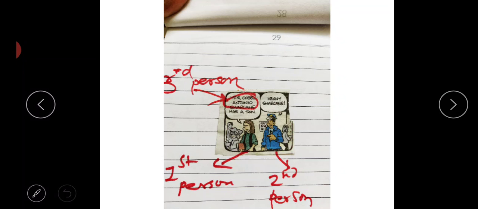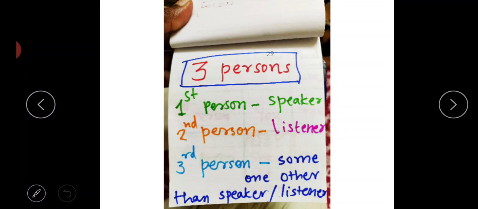Let's go ahead. There's one more. Again, this strip is not readable, right? I can share it some other day. In this picture also there's one lady and a man. The lady is a speaker. She's saying something to this man in blue color shirt, so she is the first person. The man in blue shirt is a listener, so he is the second person. And the lady is talking about a person who has got a son, so that person is the third person.